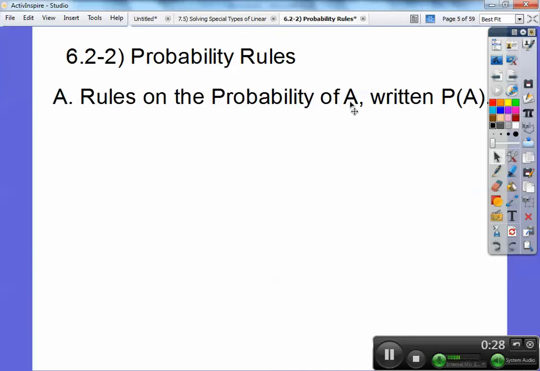So the rules on probability of A, and the probability of A is written like this, the probability of A, so P with the parentheses A. There's a couple things, you guys. It's in between 0 and 1. It could be 0, it could be 1. It's just some decimal. Okay, I'm going to show you how to get the fraction answer, and we just convert the fraction to a decimal, top divided by bottom.